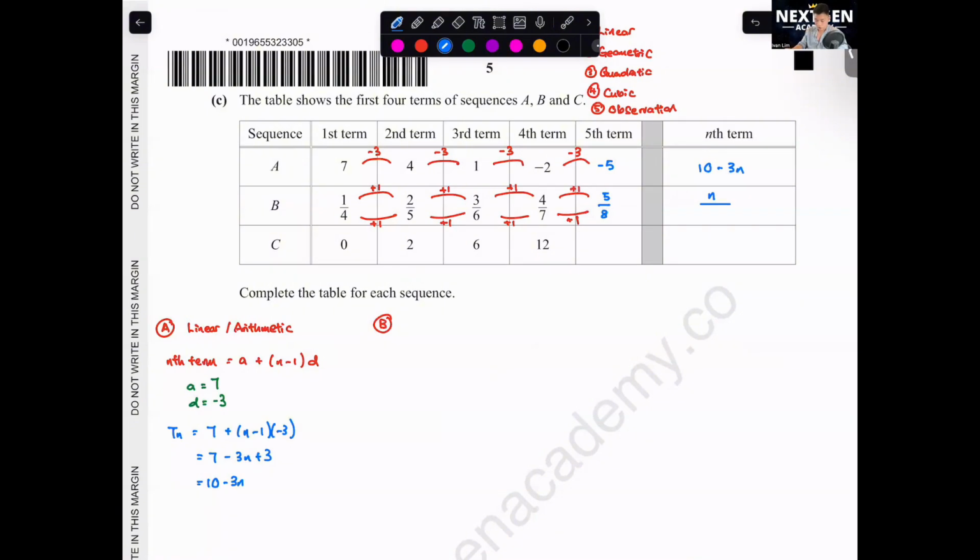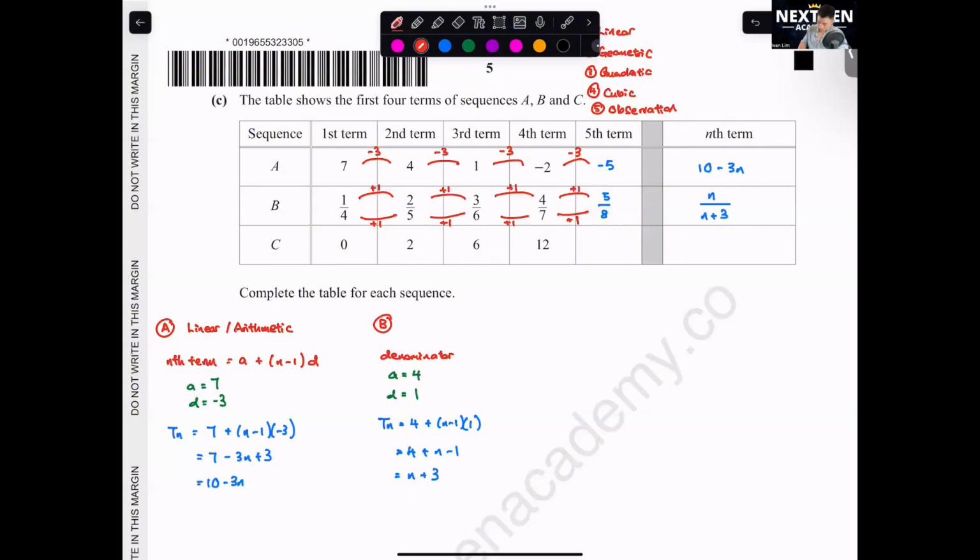If you don't know how to express it, you use the same formula again for the denominator. You just write like that. A equals 4, D equals 1. Then your nth term will be a plus n minus 1 d. 4 plus n minus 1, which is n plus 3.